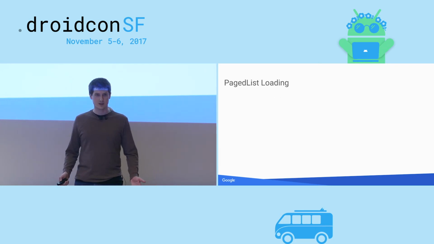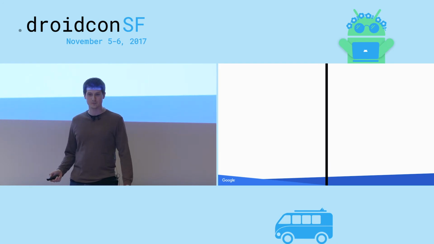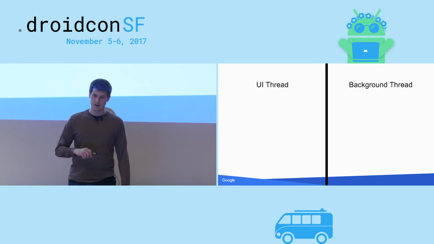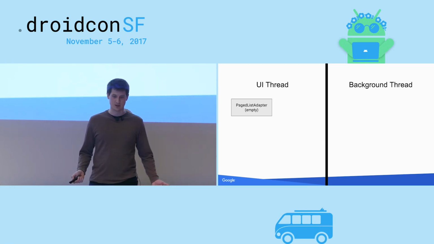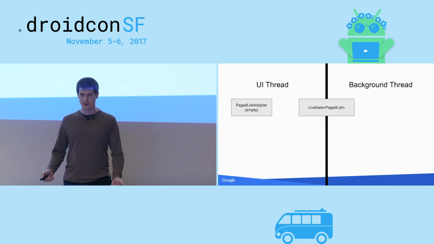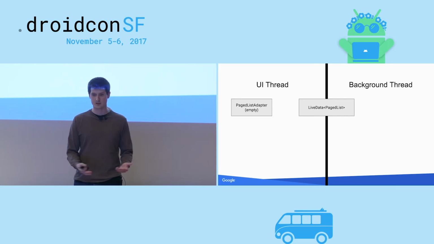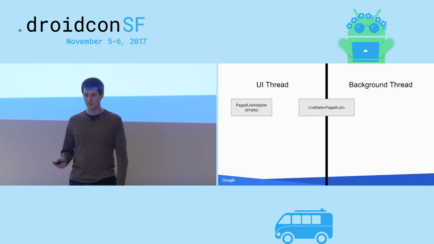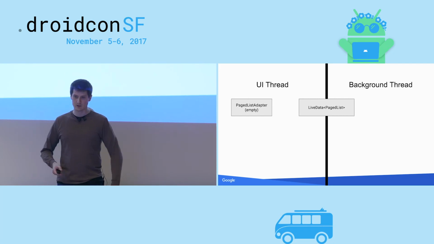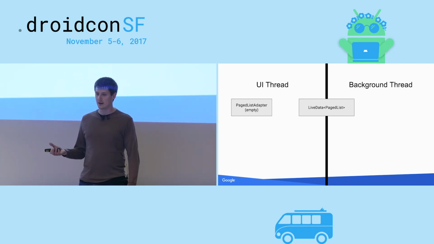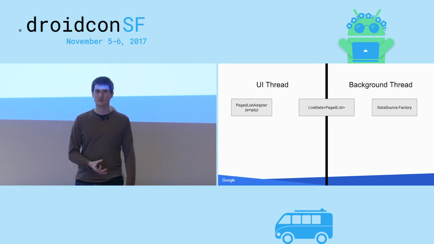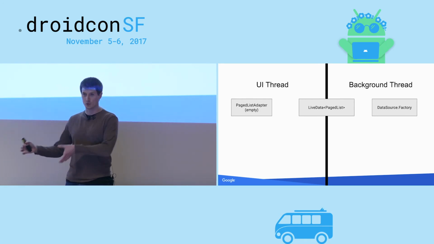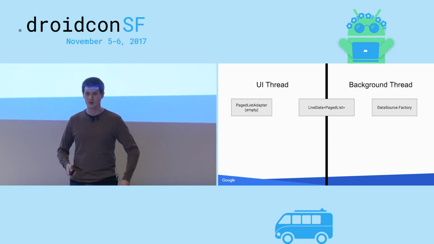So let's look at an example of how these actual classes interoperate with one another. Say you have the UI thread and the background thread. You'll create a PagedListAdapter that'll start empty because it doesn't have any data in it, and you'll create a LiveData of a PagedList. And if you're using Rx, this would be a Flowable or the equivalent. And then on the background thread, we would also get a DataSource factory that loads information from Room. So this is how we communicate with Room or whatever backend that we're communicating with.